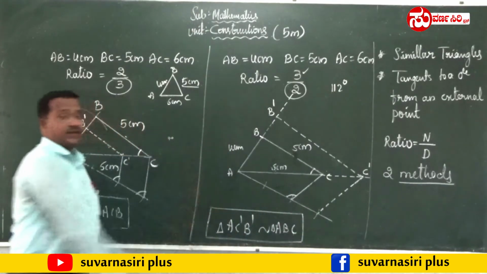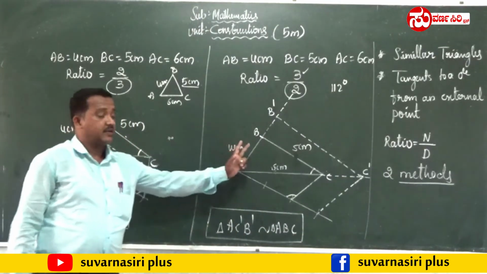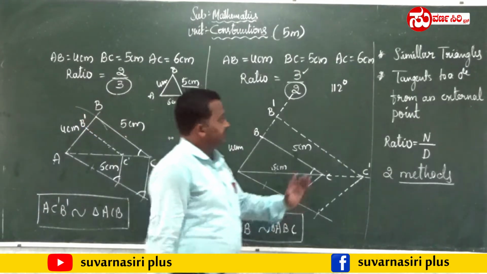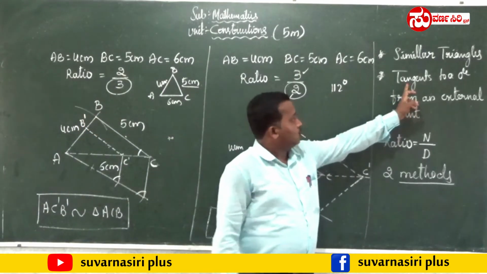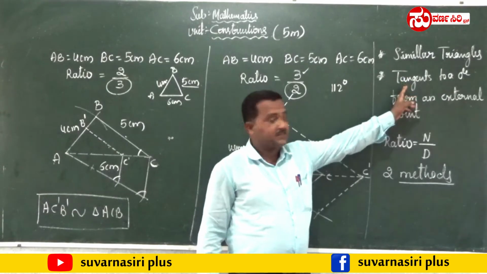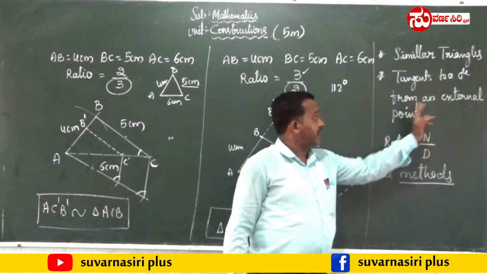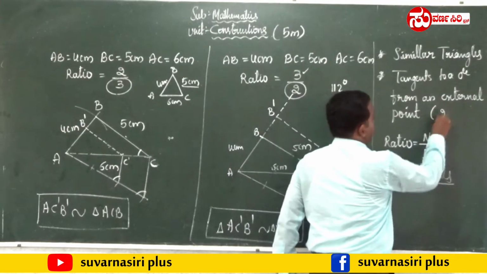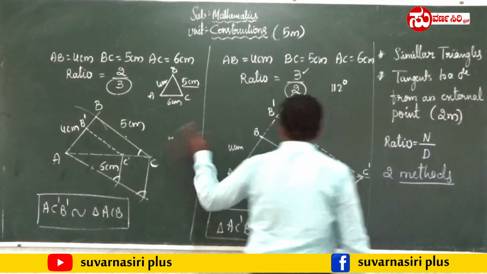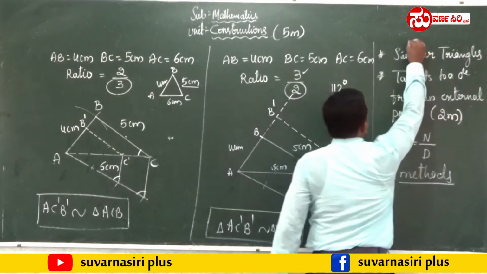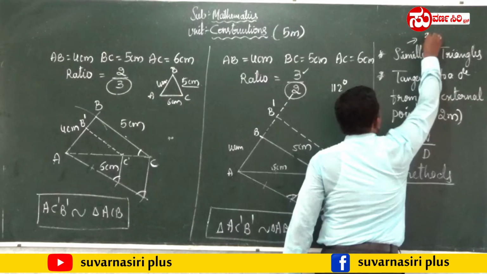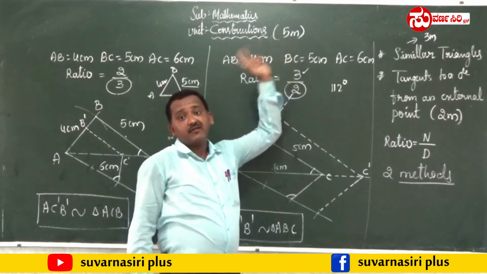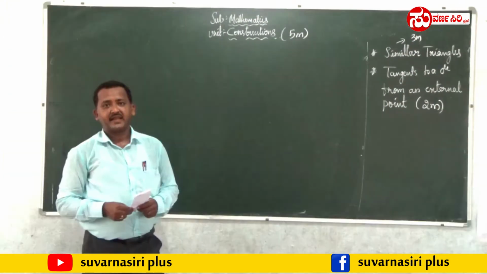So that is what you can see, the two methods in the construction of similar triangles. Next we shall see how to construct a tangent to a circle from an external point, which is going to take up 2 marks. These constructions are going to carry 3 marks. So totally the unit is going to cover 5 marks.